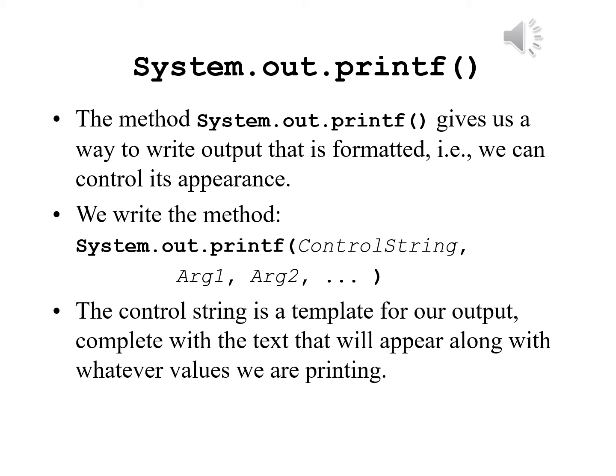We write the method as System.out.printf, an open parenthesis, and the first thing we'll have is what we will call a control string. We'll talk about this in a moment.